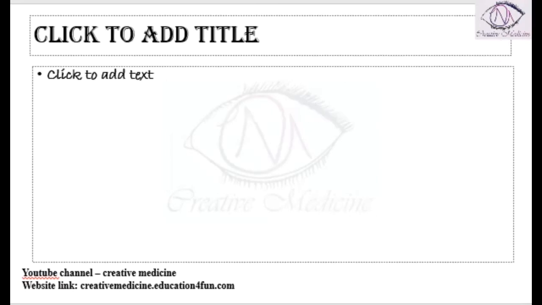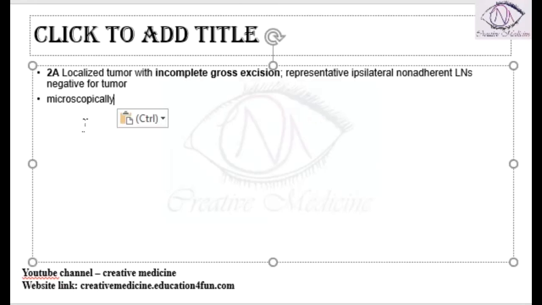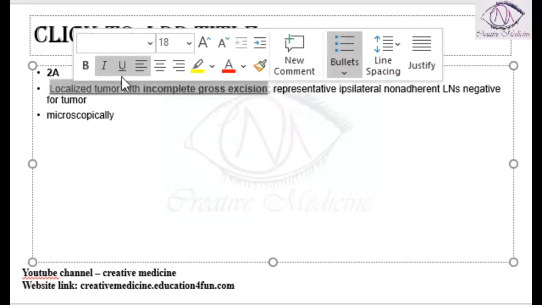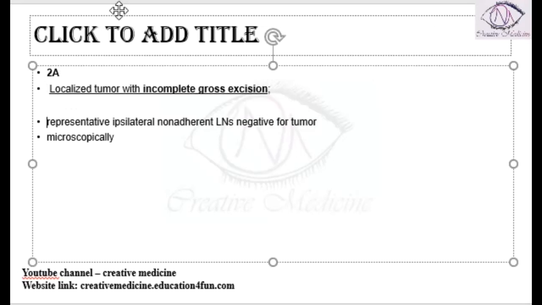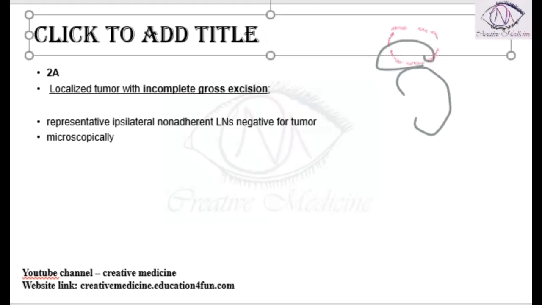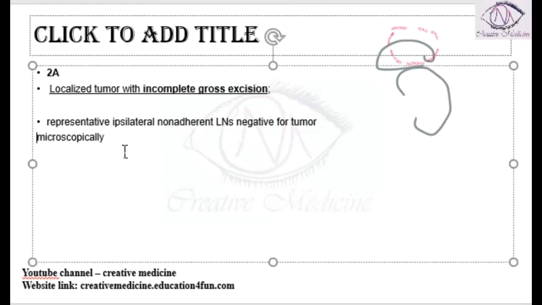Then we have stage 2. Stage 2 is again of two types, stage 2A and stage 2B. In stage 2A, there is a localized tumor with incomplete gross excision. So this is the tumor. It is not completely excised, only a part of it is excised. The representative ipsilateral non-adherent lymph nodes are negative for the tumor. Again, the lymph nodes are negative in 2A.